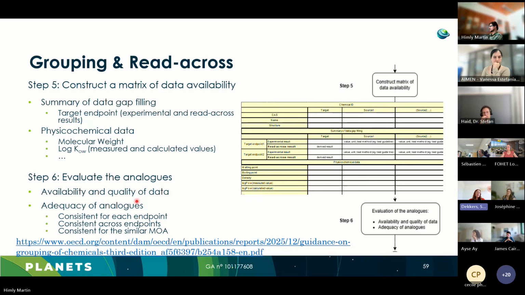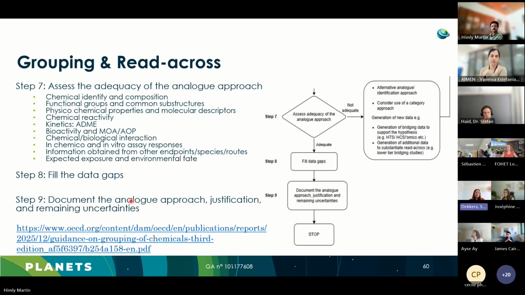That means that there has to be a consistency for each endpoint, but also across endpoints, they need to be similar. It would also help if you know the mode of action, if they have a similar mode of action as well. So these are all arguments to take along. And then you go to the next step.